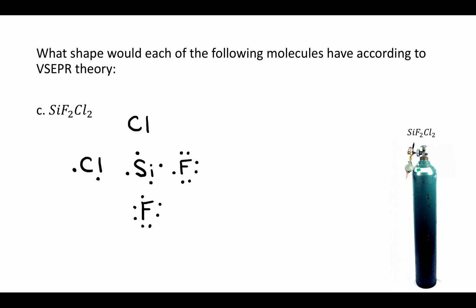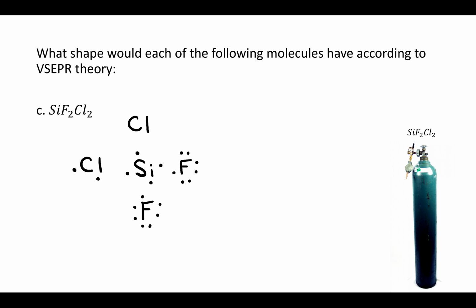So those are unstable, and to become more stable, they're going to pair up. So these will pair, those will pair, those will pair, and those will pair. Now those paired electrons are binding those atoms together, so we can redraw them as lines or bonds. So that's a bond, that's a bond, that is a bond, and that is a bond. And that is our Lewis dot structure for this molecule.